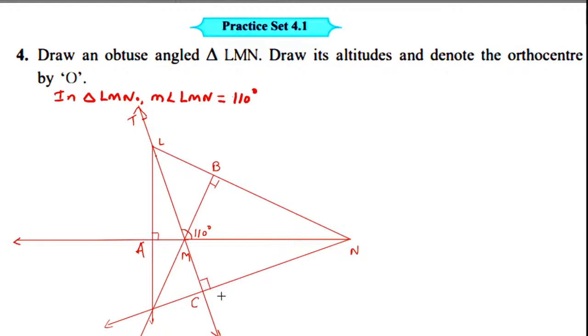All three altitudes intersect at one point, therefore these are concurrent, and this point of concurrence of the three altitudes of a triangle is called the orthocenter, and it is denoted by the letter O. This one is the required figure.